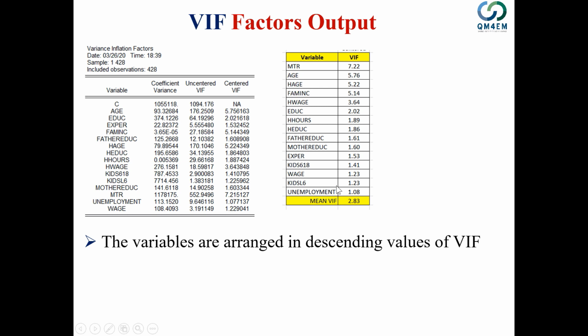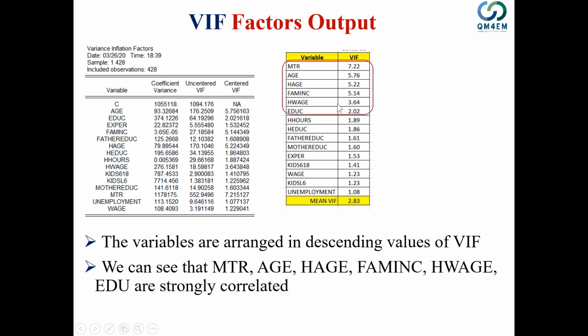Now, it gives me some useful information. First, I can see the mean VIF value is 2.83, and I can see that some variables have very high VIF values, ranging from 7 down to 1.08. The first four or five variables have really high VIF values. By high I mean greater than 2. A VIF of 2.00 or higher is considered high.